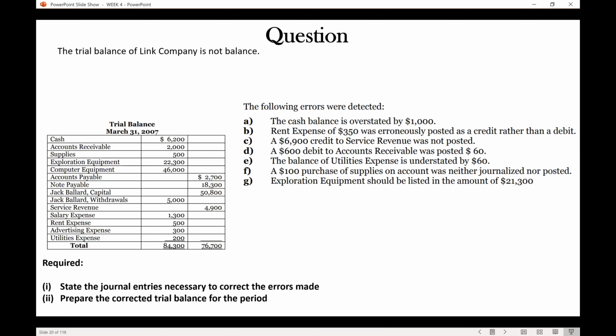Let's continue. A $6,900 credit to service revenue was not posted.